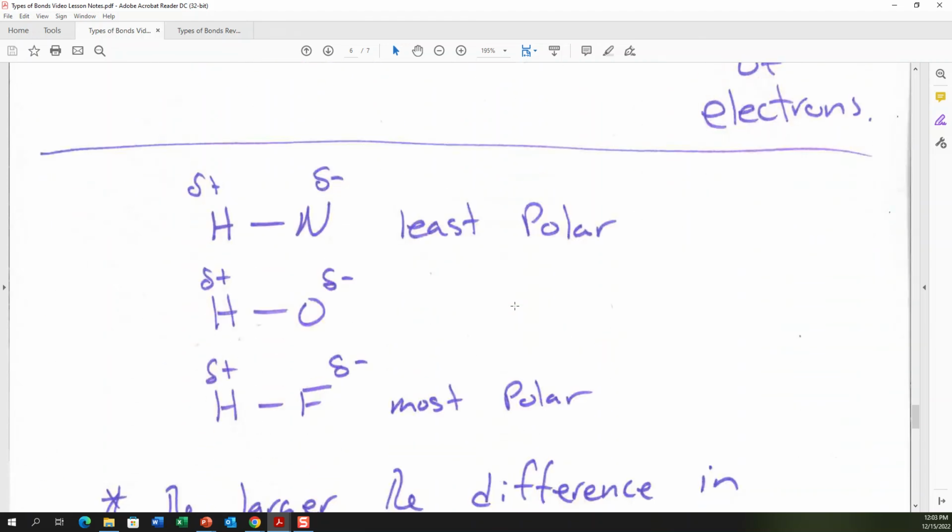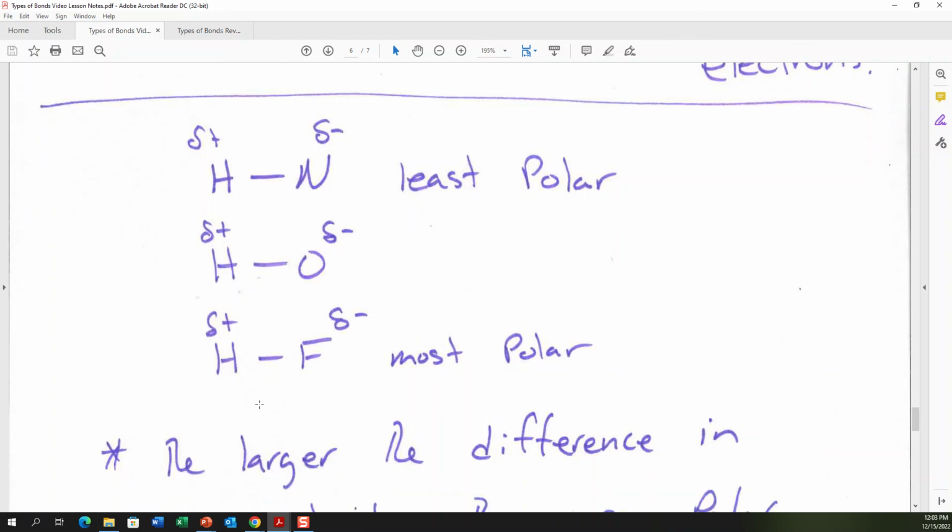All right. So here are 3 polar bonds. I know that this is the negative side of this bond because I know nitrogen is more electronegative than hydrogen. I know for this bond, this is the negative side of the bond because oxygen is more electronegative than hydrogen. And I know that this is the negative side of this bond because I know fluorine is more electronegative.